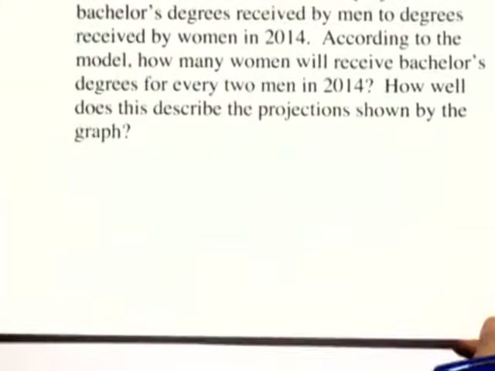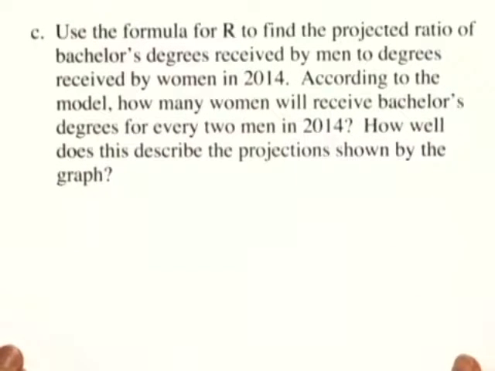Now, in Part C, we want to use that formula R to find the projected ratio of bachelor's degrees received by men to degrees received by women in 2014. According to the model, how many women will receive bachelor's degrees for every 2 men in 2014? And how well does this describe the projections shown by the graph?